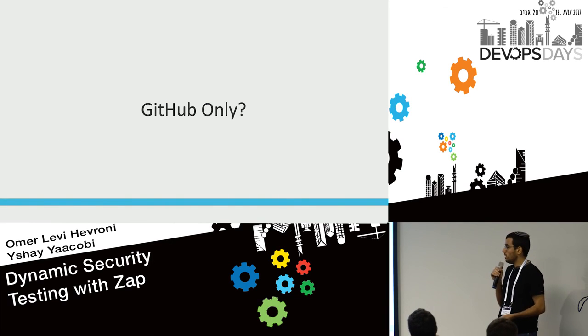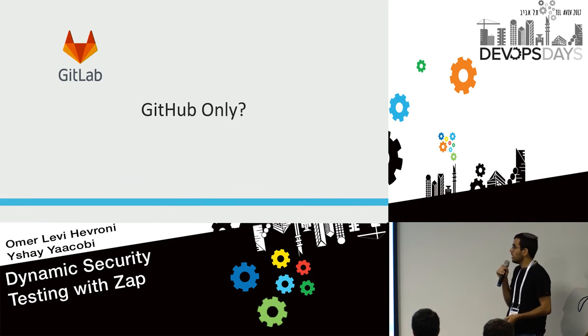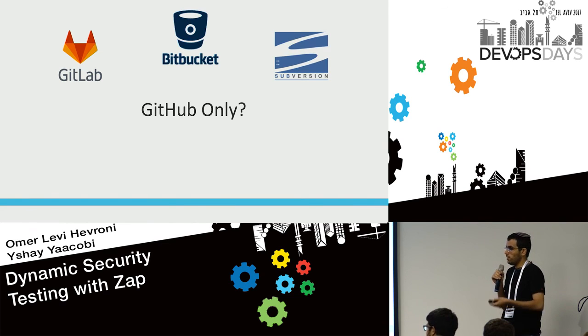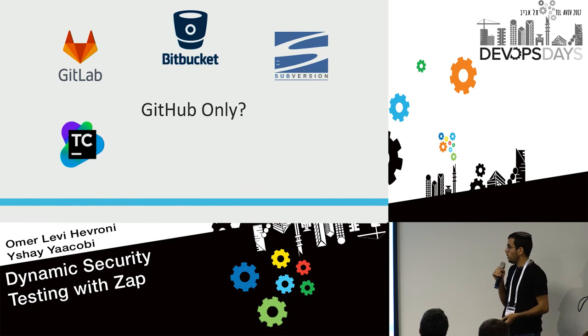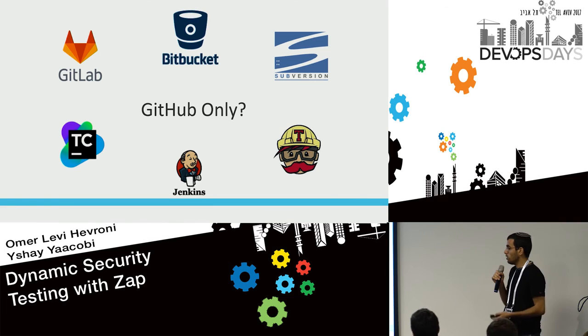And in case you're thinking that all the things we show here today are relevant only if you're using GitHub, if you're using open source and GitHub Flow, so no, it doesn't matter what is your CI, whether it's GitLab, Bitbucket or Subversion, TFS, whatever. It could be on-prem or on the cloud, and it doesn't matter what is your CI, whether it's TeamCity, Jenkins, or Travis, or again, any other CI. You can use it anywhere.